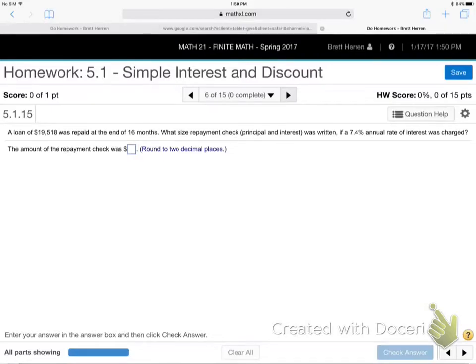Okay, so a loan of $19,518. Can you see that? I keep forgetting to make it bigger. A loan of $19,518 was repaid at the end of 16 months. That means including the interest. What size repayment check, principal and interest, was written if a 7.4% annual interest rate was charged?